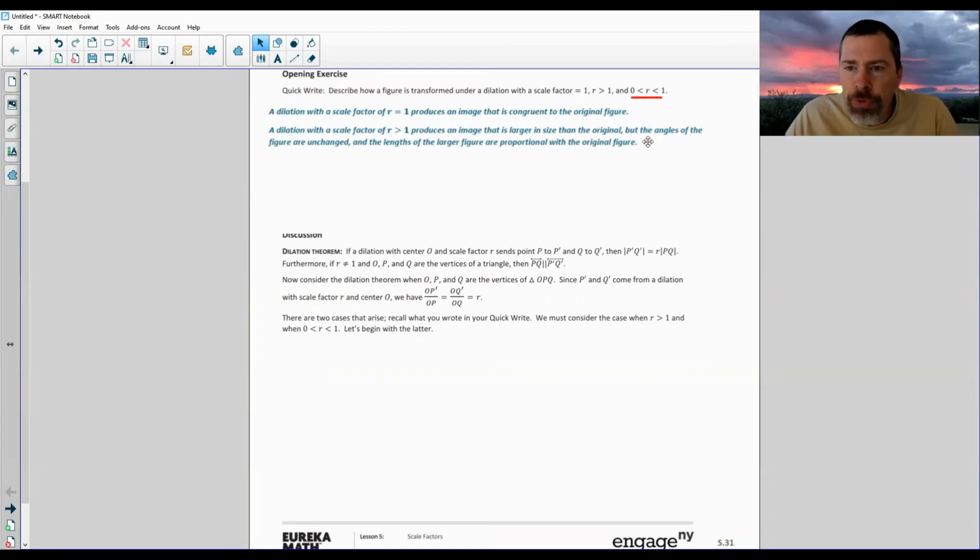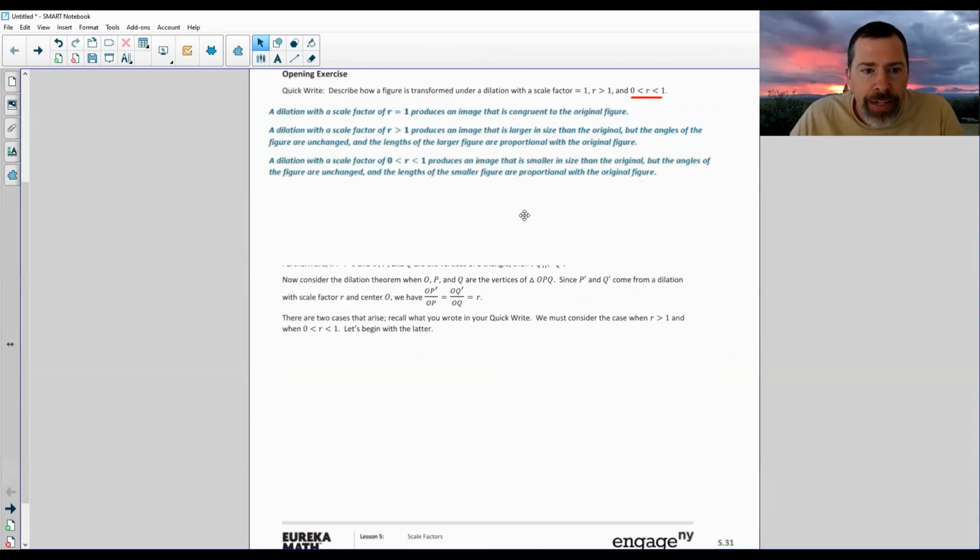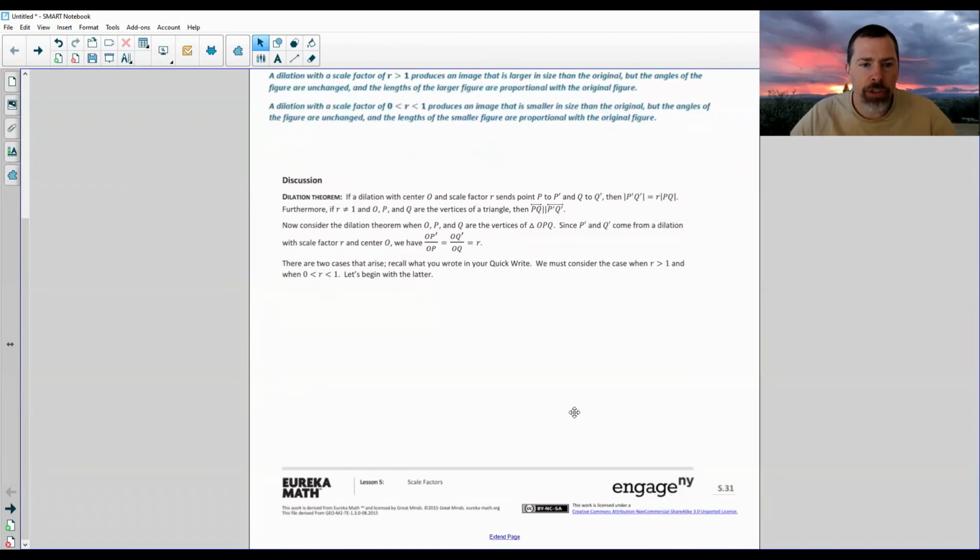So then what happens if we dilate by fractions like 1/2, 1/4, 1/3, 2/3, anything between 0 and 1? Well, a dilation with a scale factor between 0 and 1 will produce an image that is smaller in size than the original, but the angles of the figure are unchanged, and the lengths of the smaller figure are proportional with the original figure. Okay, so now we have this discussion.